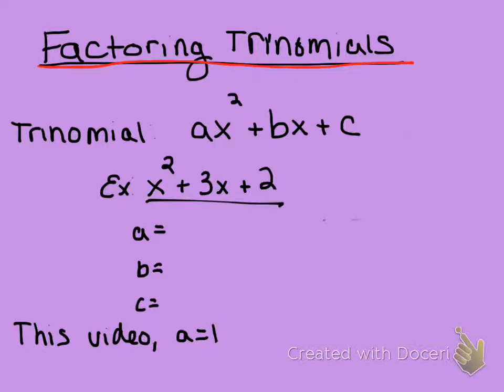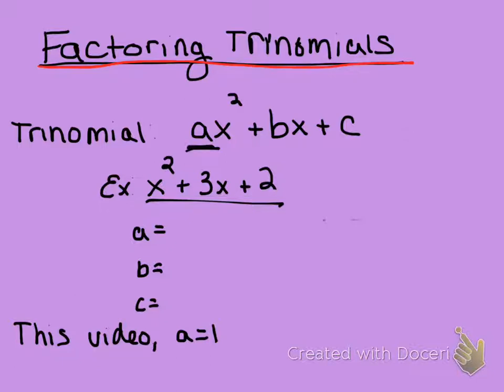Now, trinomials have a standard form. It's kind of like a formula. You'll see that above it with the ax squared plus bx plus c. Now, this is like the formula y equals mx plus b, where the m is the slope and b is the y-intercept. It's the same kind of deal.